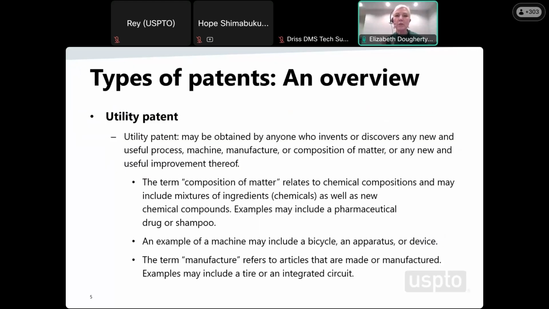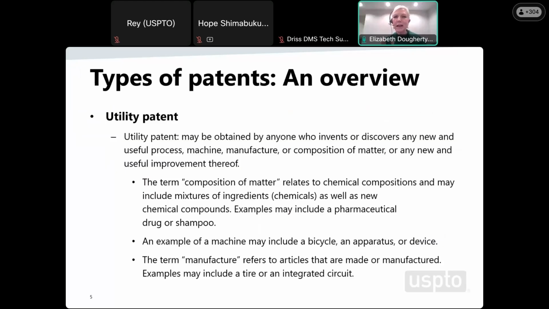The term composition of matter relates to chemical compositions and may include a mixture of ingredients as well as new chemical compounds. Examples include a pharmaceutical drug or shampoo, perhaps even a new cleaning product. An example of a machine may be a bicycle apparatus or device. The term manufacture refers to articles that are made or manufactured. Examples may include a tire or integrated circuit. I know this sounds like inherently complicated language, but we're setting it out here for you for your success.